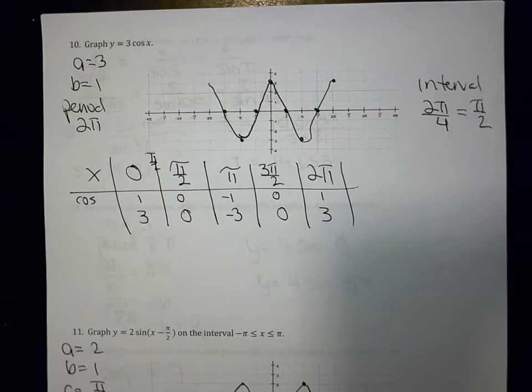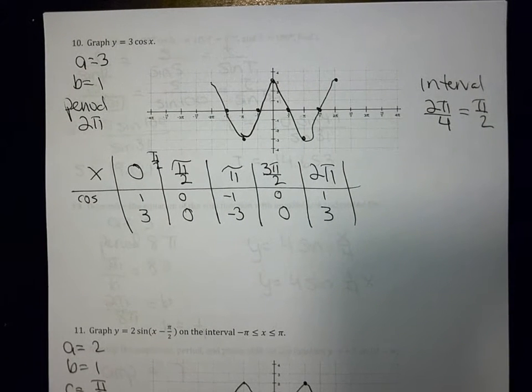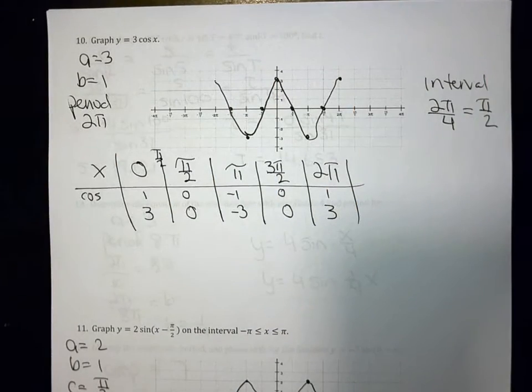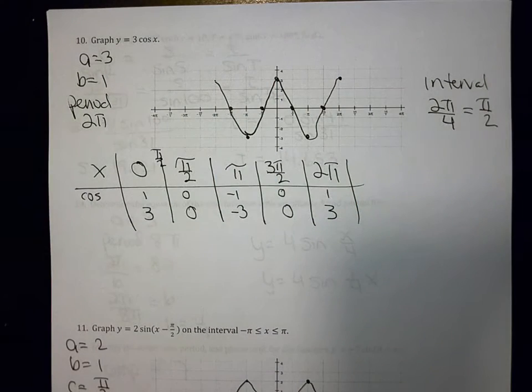Okay, number 10, we're graphing cosine. So we need an A and a B. Period is 2 pi over 1, so 2 pi. Interval is 2 pi over 4 or pi over 2. So our x's are shown. Our cosine pattern starts with 1, and we multiply by the A. So if we graph just this much, that would be 1 period. If you would go further, you'd have 2 periods. And in this case, it doesn't say what to do, so 1 would be enough.